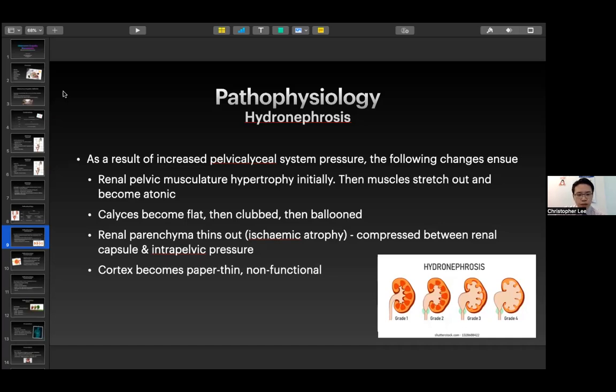The renal parenchyma eventually thins out because it undergoes ischemic atrophy due to the pressure within, where the parenchyma is compressed between the renal capsule and the intrapelvic pressure. So in the end, the cortex becomes paper thin and non-functional.